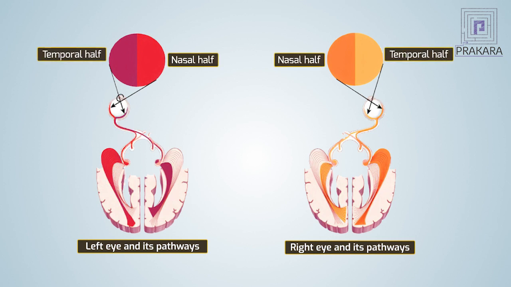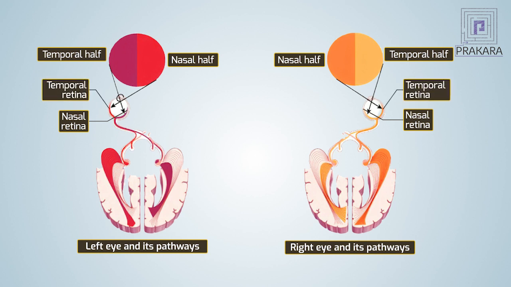Each visual field is divided into two halves, a nasal half and a temporal half or a lateral half. It is interesting to note that light that falls onto the lateral half of the visual field is actually perceived by the nasal half of the retina, and conversely, the light that falls on the nasal half of the visual field is perceived by the temporal half or the lateral half of the retina.